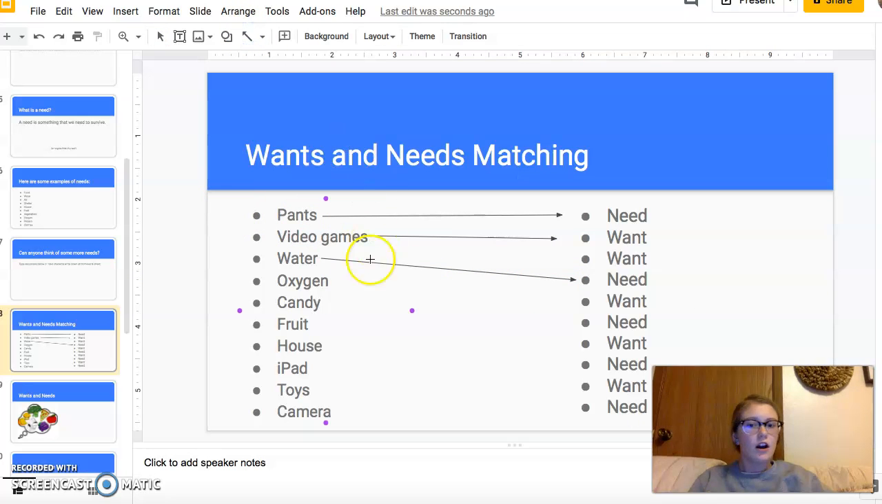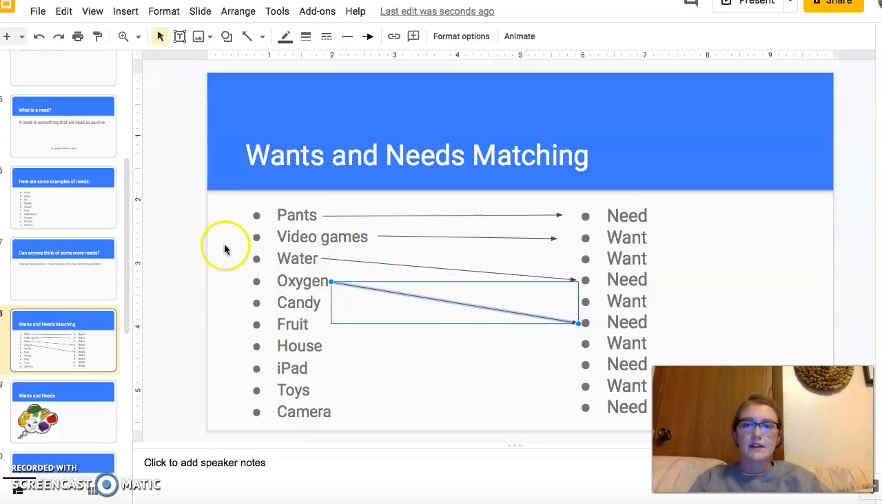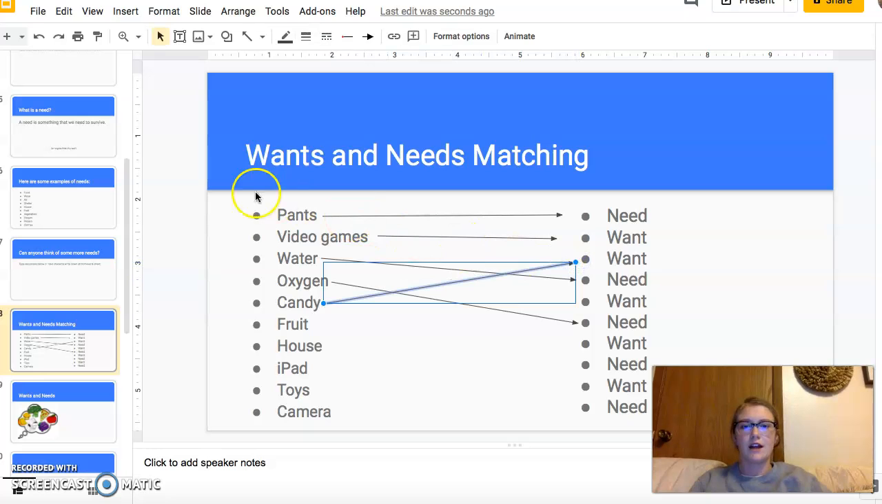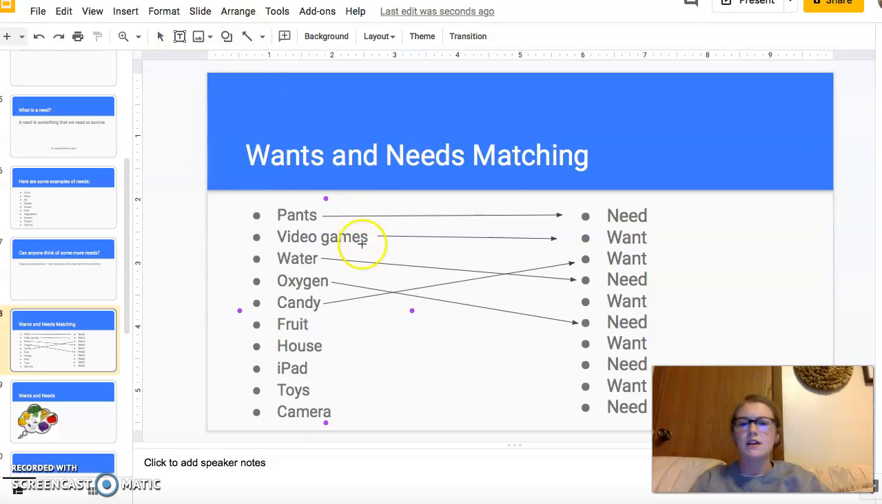Our next thing on the list is oxygen. Oxygen is a need. We need it to breathe. The next one on the list is candy. So remember, candy is going to be a want. We do not need candy to survive, even though it's super tasty.